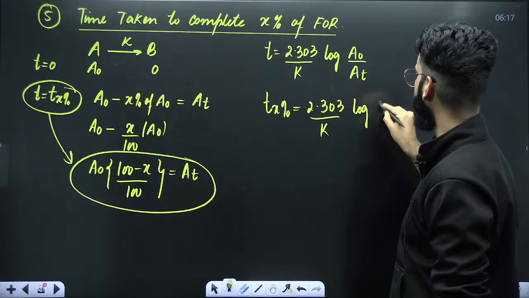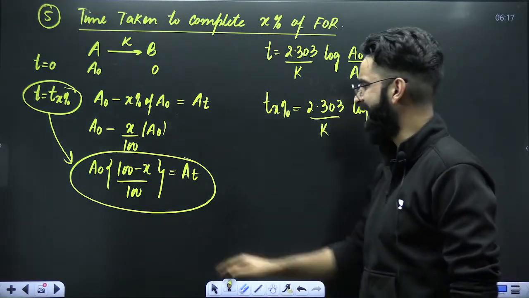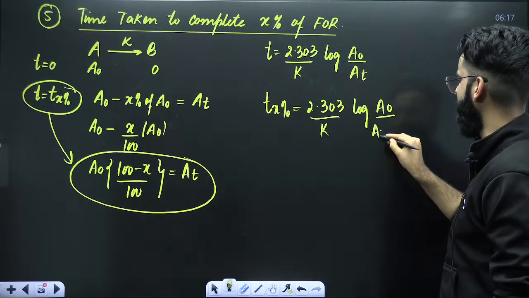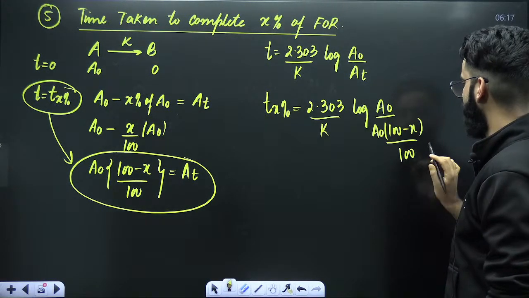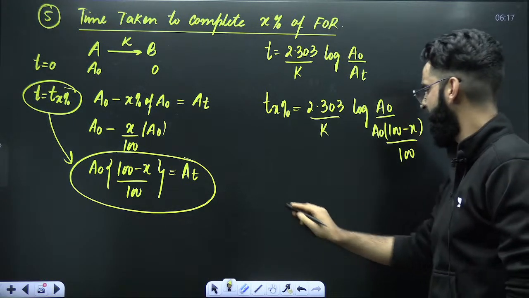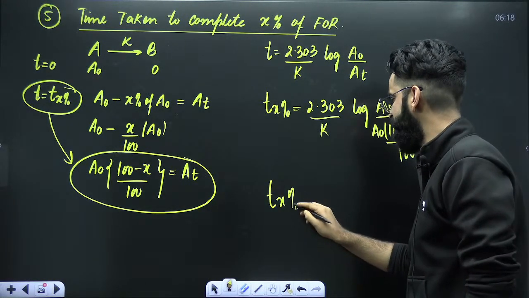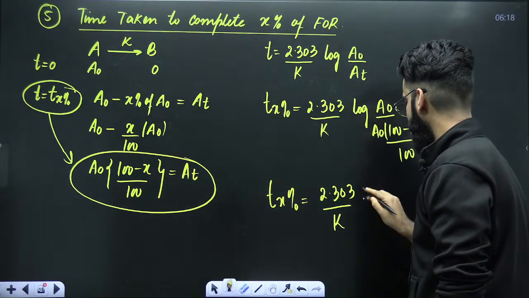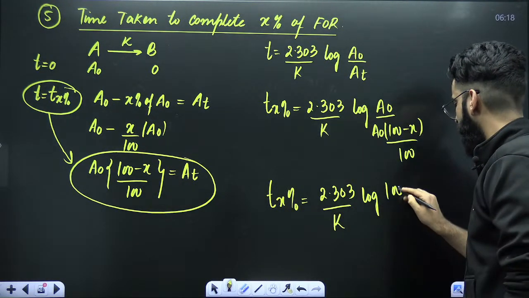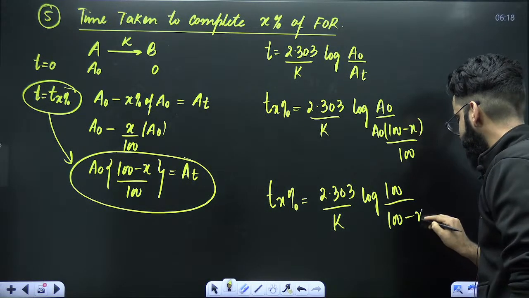It's going to be log of A0 divided by, what is AT? AT is nothing but A0 multiplied by 100 minus X divided by 100, right? So A0 and A0 get cancelled out. So time taken to complete X% of the reaction is always equal to 2.303 divided by K, and it's going to be log of 100 divided by 100 minus X.